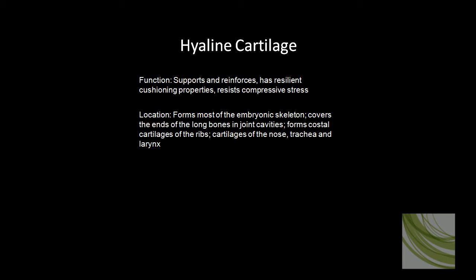Hyaline cartilage has as its primary function support and reinforcement. It also has some cushioning properties. We find it in the embryonic skeleton. It covers the end of the long bones in the form of articular cartilage. We find it in joint cavities, around the ribs, the costal cartilages, the tip of the nose, the trachea, and the larynx.